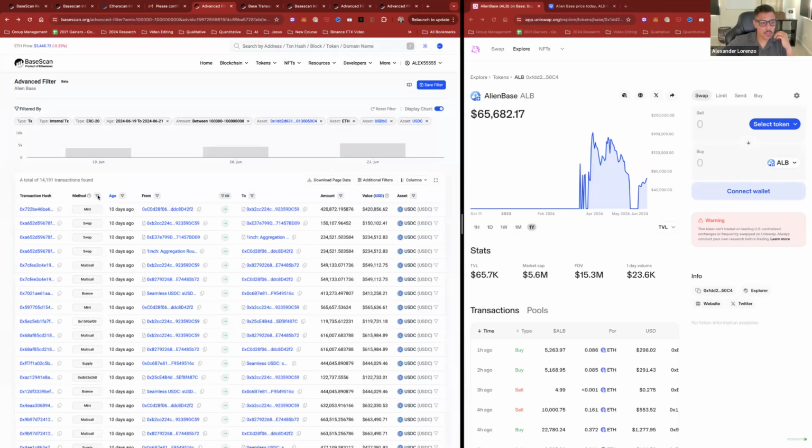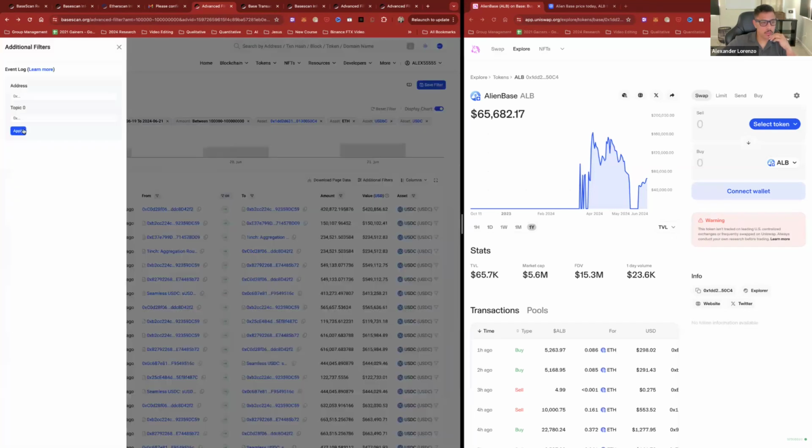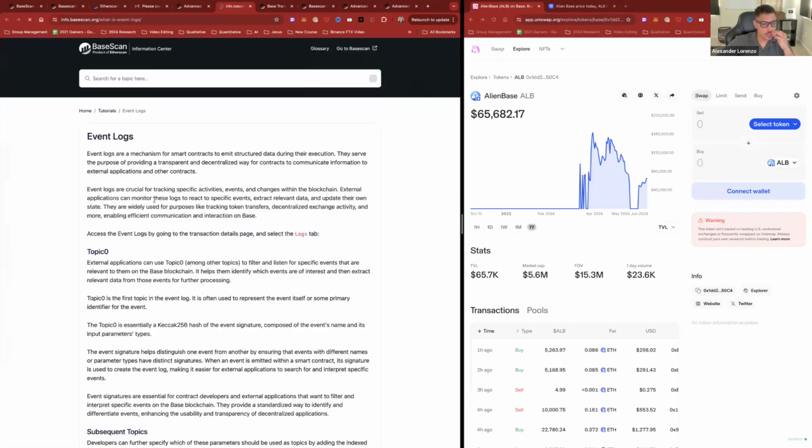What was I going to look at again? Right here. I want to see this additional filters. Event logs are crucial for tracking specific activities, events, and changes within the blockchain. This is it. External applications can monitor these logs to react to specific events, extract relevant data, and update their own state. They are widely used for purposes like tracking token transfers, decentralized exchange activity, and more, enabling efficient communication and interaction. That's it, Mark. This is it.